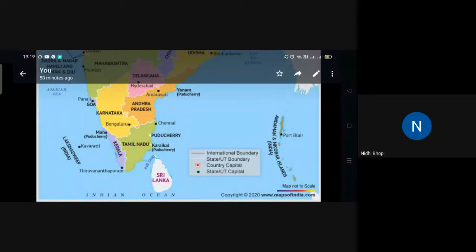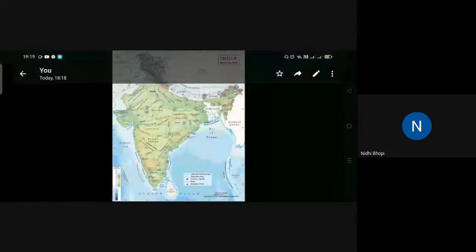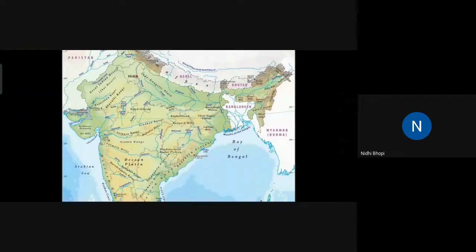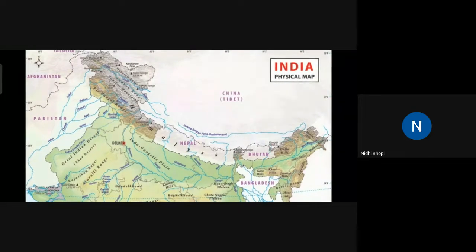Then we come to the physical map of India. Now look at this physical map. I don't have the write-up of that, but we have 5 physical divisions of India. Again, you can see the northern part, Jammu Kashmir and Ladakh and all, it is all mountainous ranges, and we call it Himalayas.